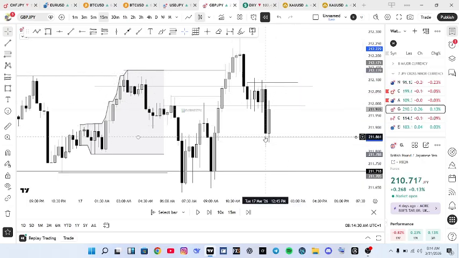Now look at the next POI here. This bearish candle came and touched here. What I want to see is price should close above the body of this candle. That will be my confirmation to buy.